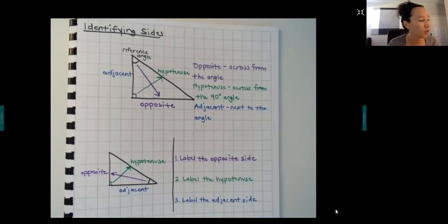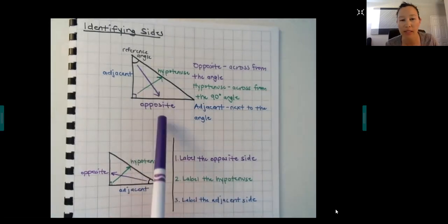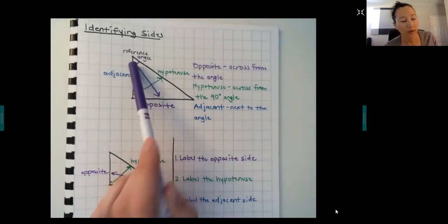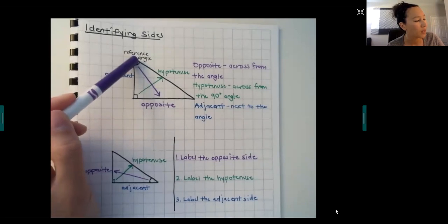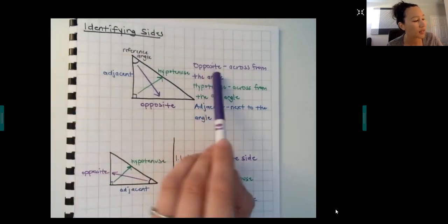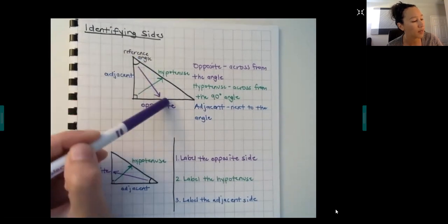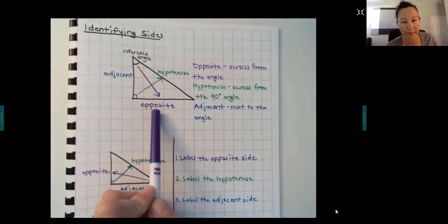Okay, so we're going to be using trig ratios. So in order to do the trig ratios, we have to label the sides. So you'll be given a reference angle. In this case, it was right here. And so the opposite side is the side that's across from the angle. So if this is our reference angle, the side opposite is this side right here.